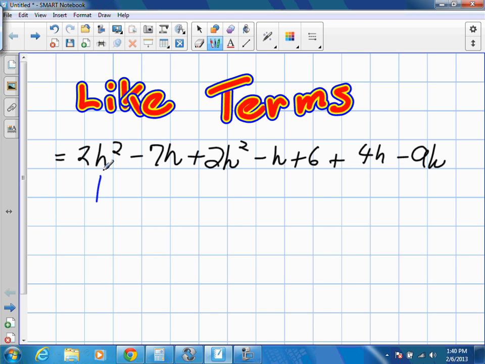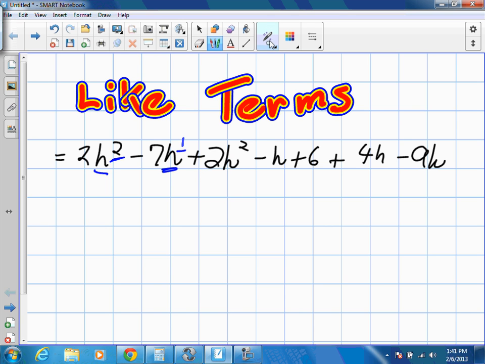So we look at our variables, and we have to be aware of the exponent attached to it. In order for something to be a like variable, the variable and its exponent must be the same in both terms. So our first example, we'll look at 2h squared minus 7h. Are these like terms? Why not? What exponent is on this h? 1. Technically, there's a 1 there. So these exponents are not the same, even though the variables are. So these are not like terms.